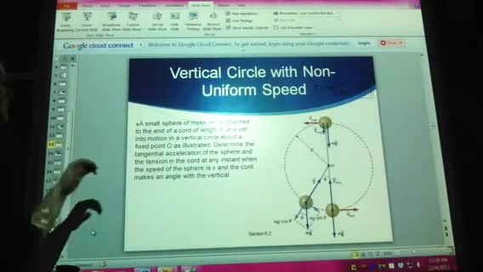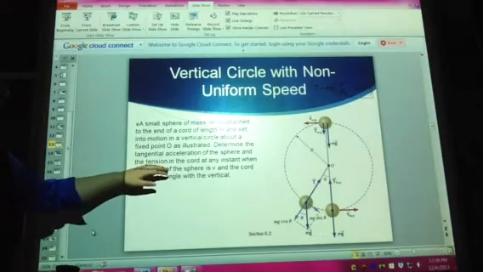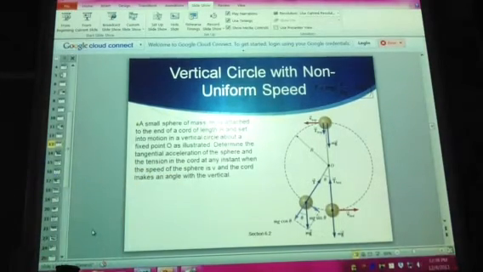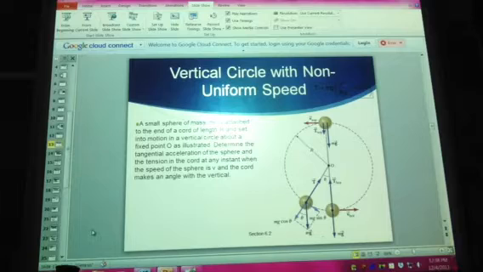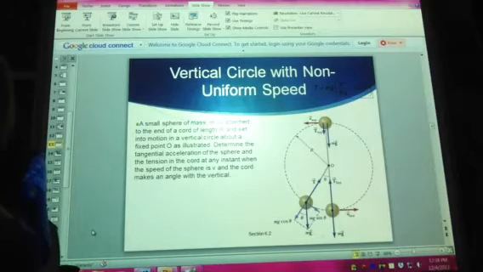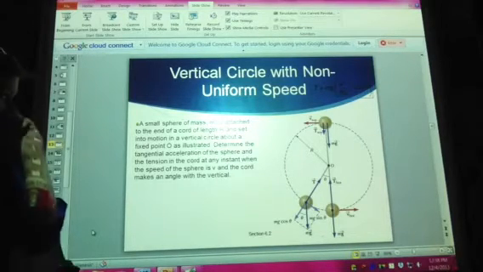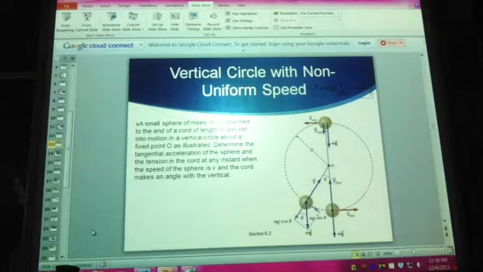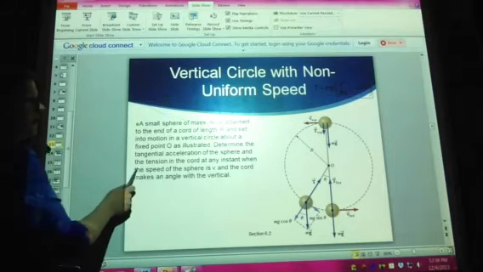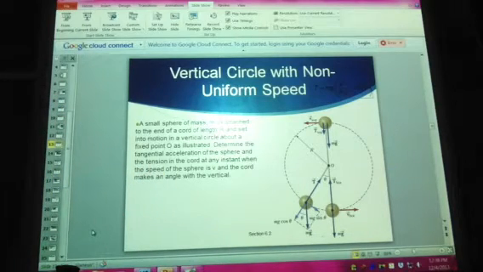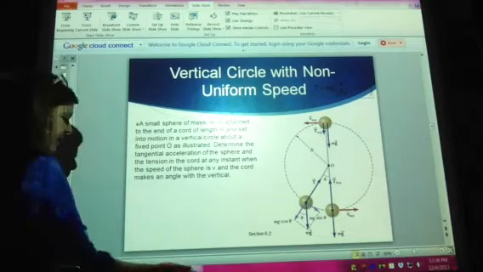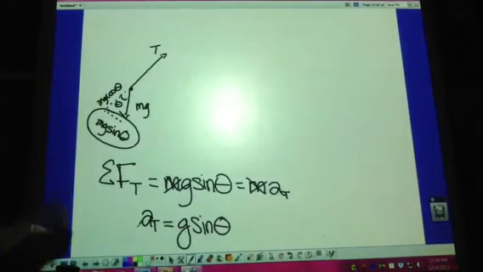The second part of that problem says, determine the tension in the cord at any instant when the speed of the sphere is v, and when the cord makes an angle with the vertical. So I want to find the tension in the cord at any instant when the speed is v and the cord makes an angle. So I need tension in terms of v, and also in terms of theta. So let's go back to our free body diagram.